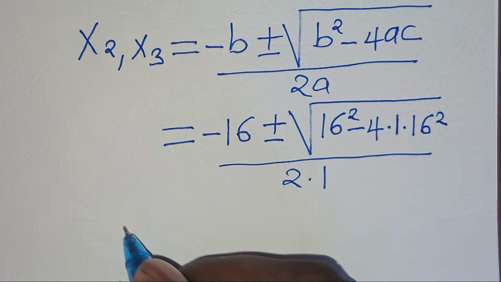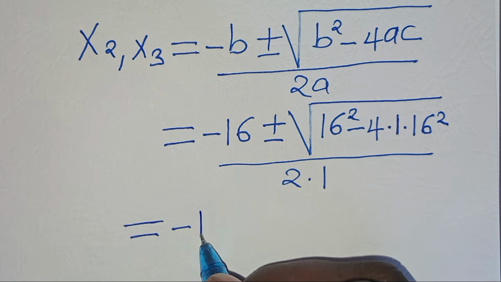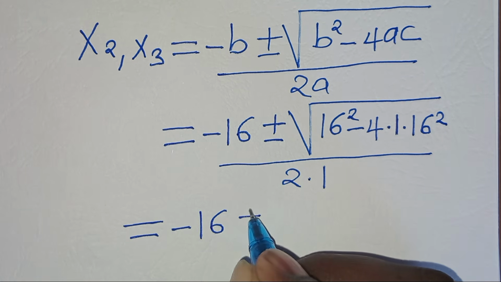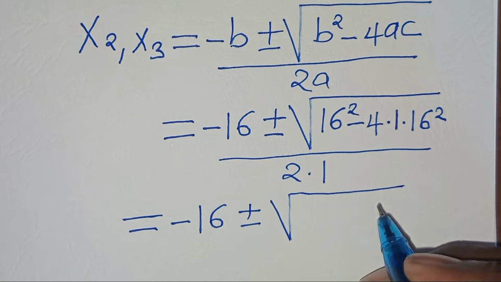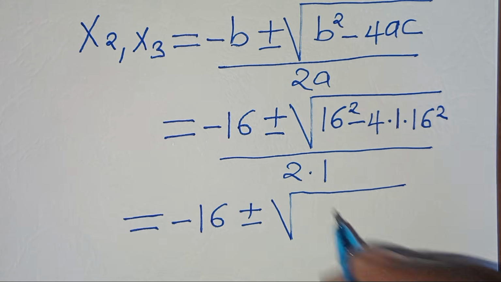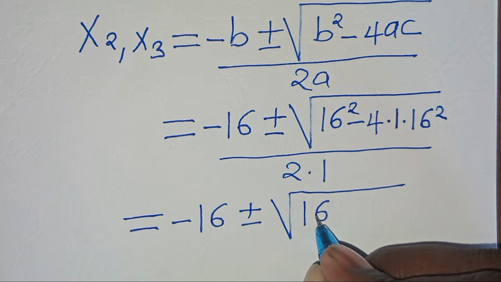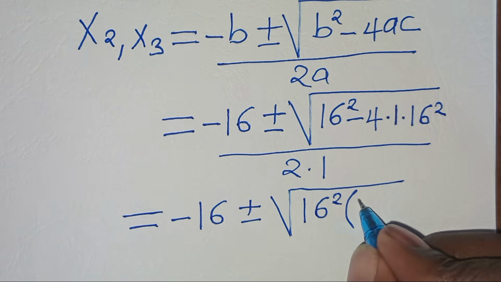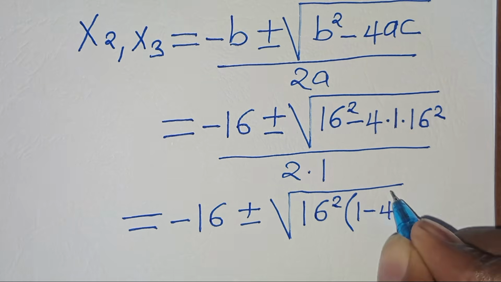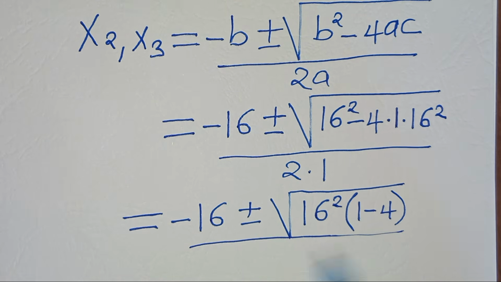Now the next step from here, we have negative 16 plus or minus the square root. Now 16 squared is common here. Let's factor out 16 squared. Into the parentheses, we have 1 minus 4. Then divided by 2.